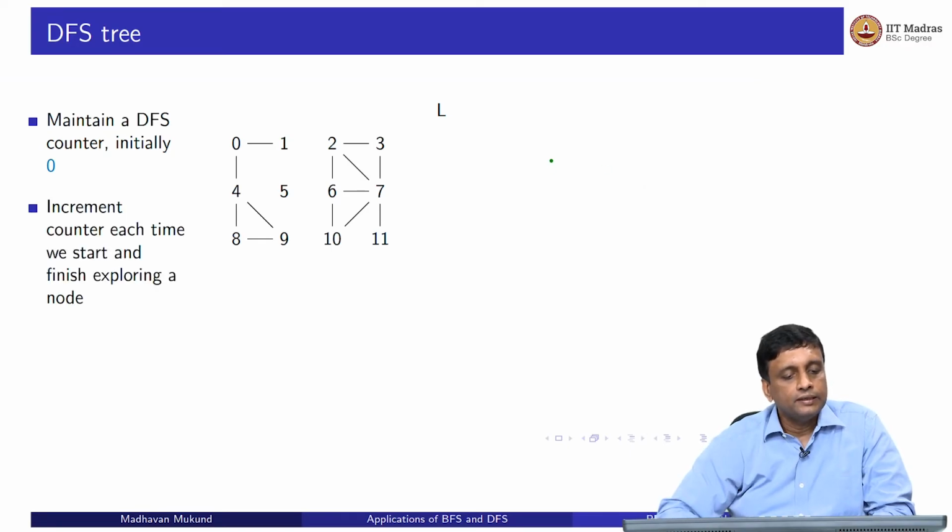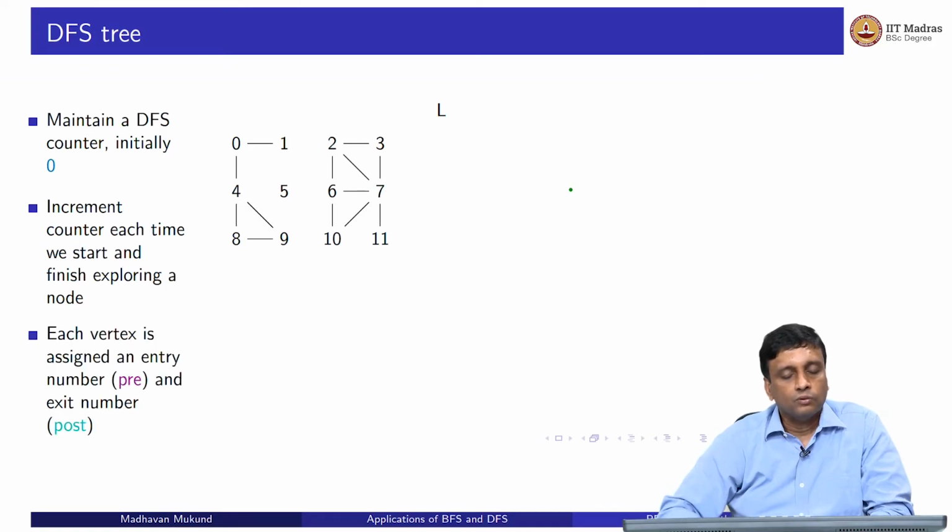In a DFS tree, I will do something more complicated. I will maintain a counter which tells me when I explored a vertex and when I finished exploring a vertex. In the BFS tree, I just kept track of which edges I explored. In a DFS tree, I will keep track of a more complicated thing: I will count the time that I started exploration and finished exploring a vertex. So, we will assign a pre and a post. Let us look at an example.